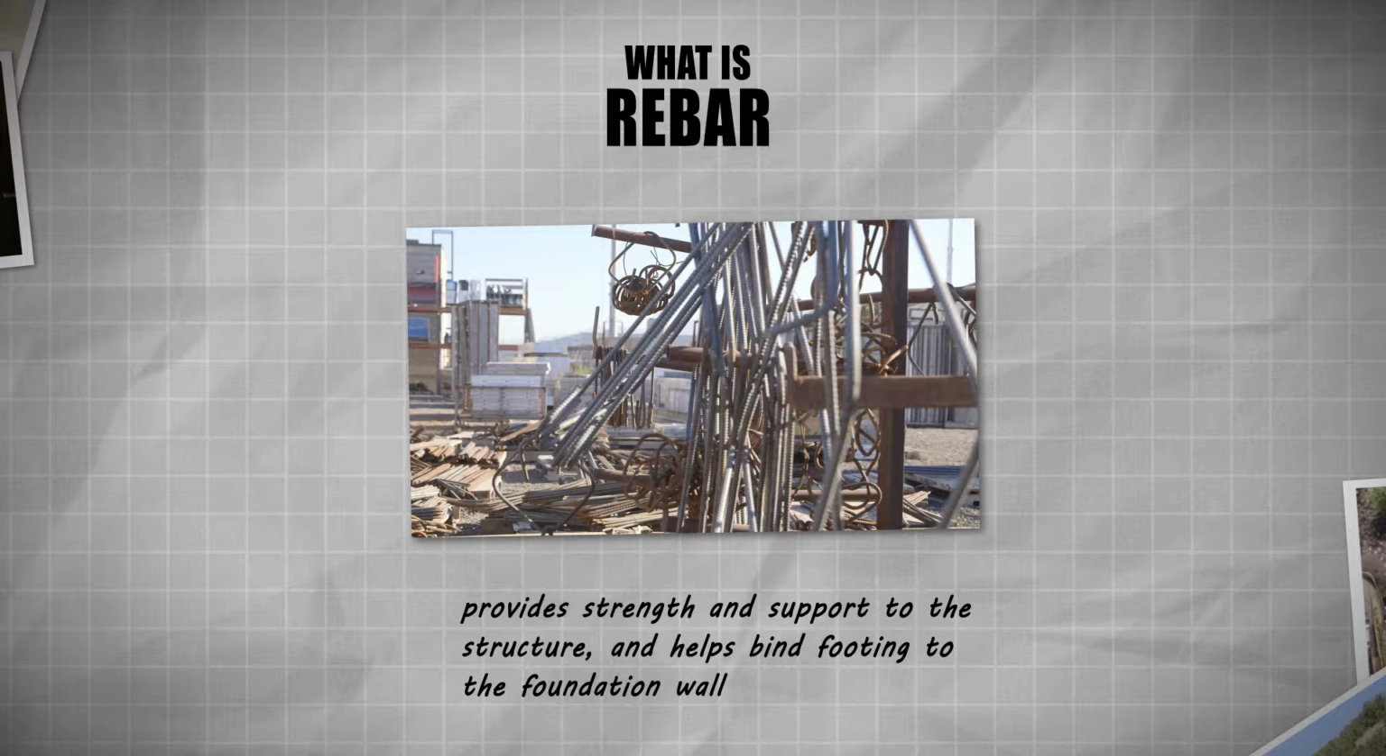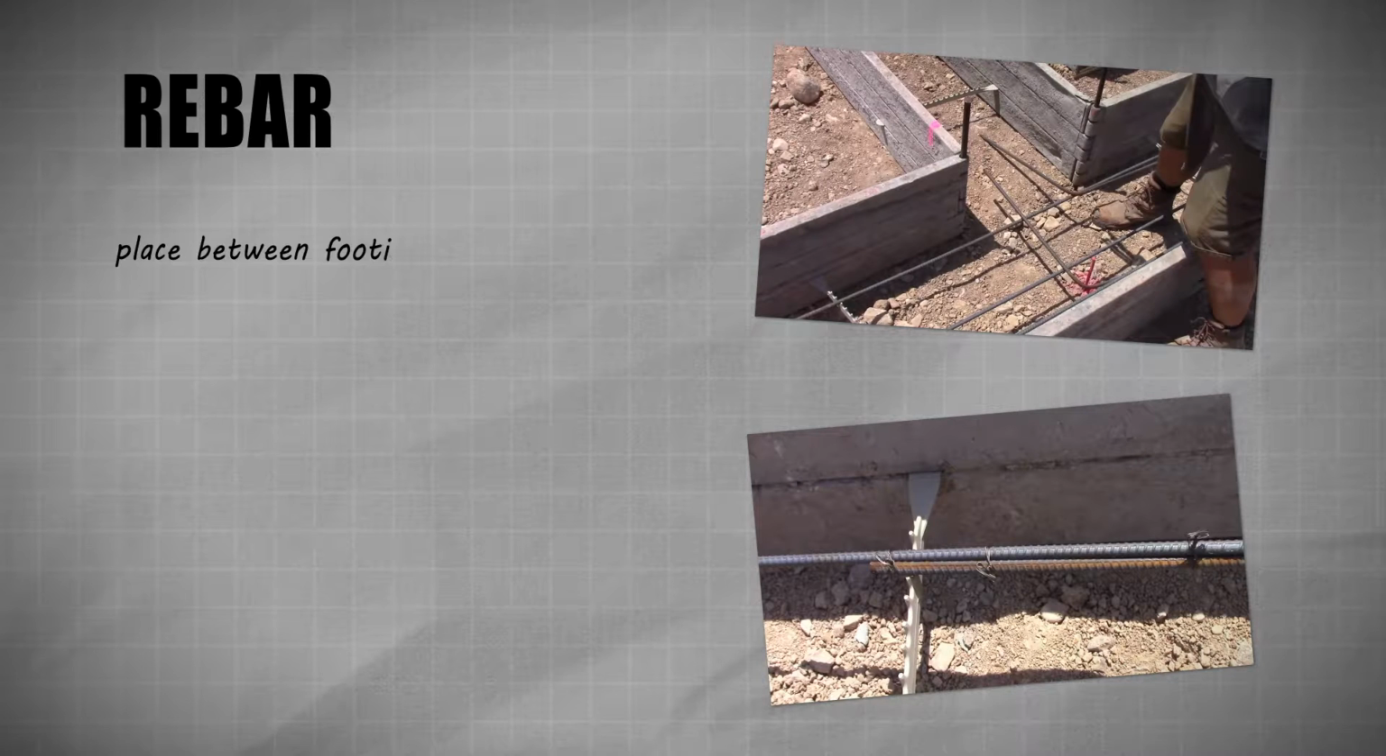Step 5. Rebar. Rebar, or reinforcing bar, acts like a skeleton that holds up the concrete, providing strength and support to the structure. It can also help to bind footing to the foundation wall, since wet concrete will not actually adhere to dry concrete on its own. You'll place rebar in between the footing forms. Rebar usually sits on top of footing ties or on top of 3-inch dobies.